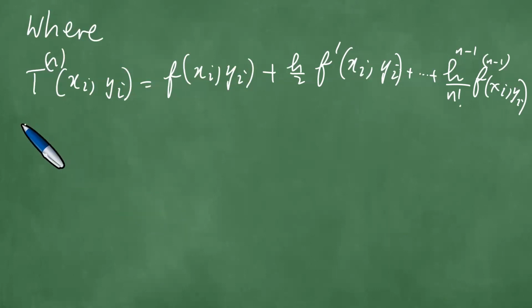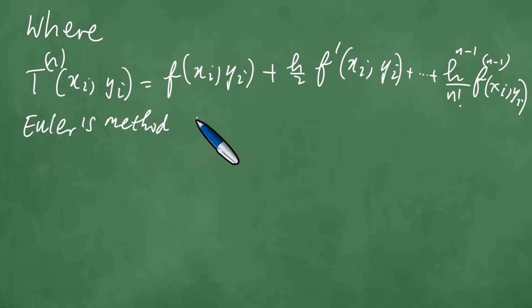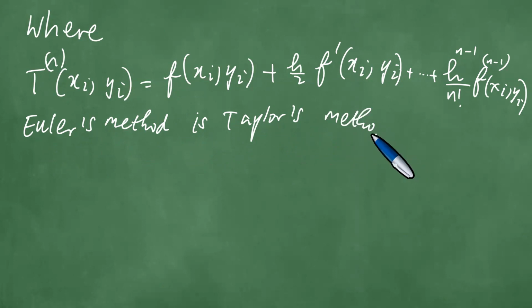Right, so you're going to have, for instance, f of x_i, y_i plus h over 2 f primed of x_i, y_i plus, up to over n factorial, and then f to the power n minus 1 of x_i, y_i. Right, so you need to look at the fact that we make these comments and say Euler's method. This is the November paper of 2023. Euler's method is Taylor's method of order 1. All right, Taylor's method of order 1.